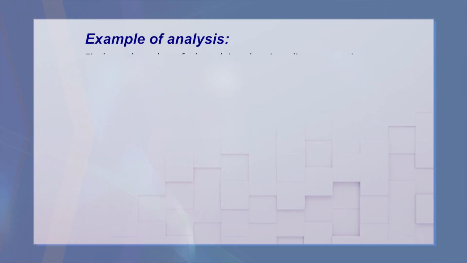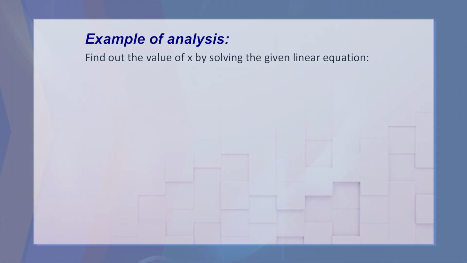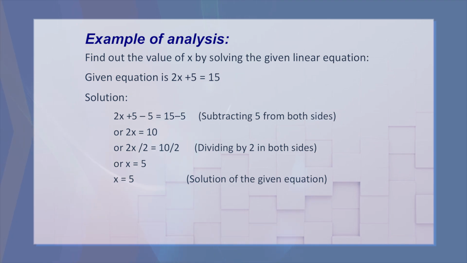Example of analysis: find out the value of x by solving the given linear equation. Given equation is 2x plus 5 is equal to 15. Now we will see the solution. 2x plus 5 minus 5 is equal to 15 minus 5, subtracting 5 from both sides, or 2x is equal to 10, or 2x by 2 is equal to 10 by 2, dividing by 2 on both sides, or x is equal to 5, solution of the given equation. That means x is equal to 5.